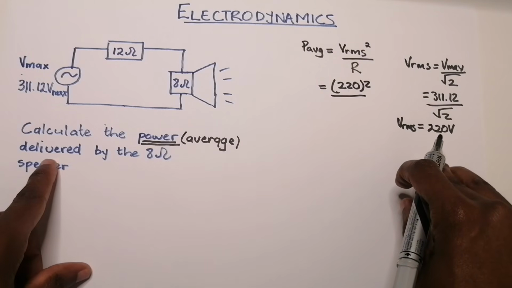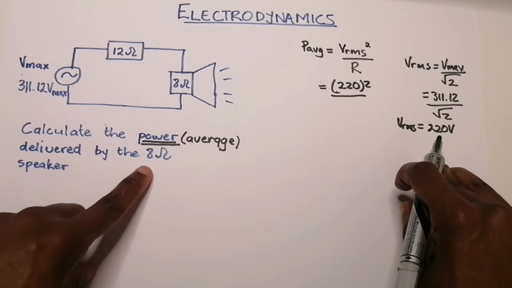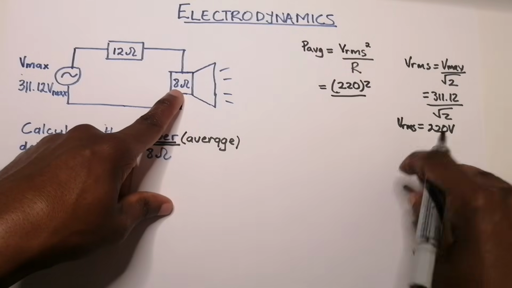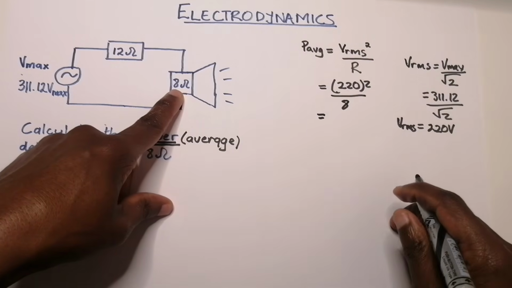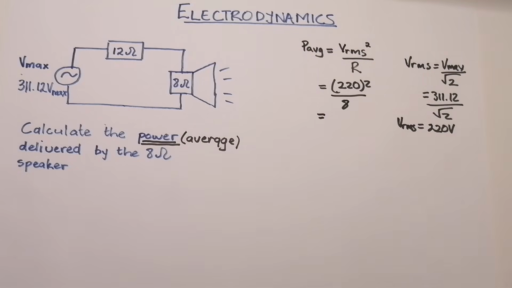Remember, what do we want the power for? We want it for the speaker. What's the resistance of the speaker? That would be 8 ohms. Okay, and that's what many people would do, isn't it?